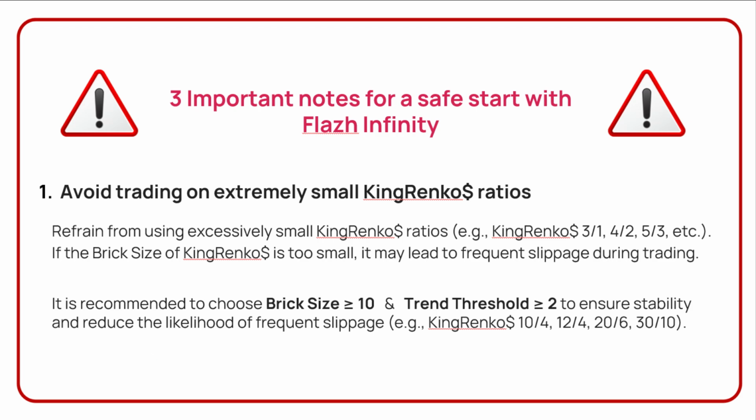If the brick size of King-Renko is too small, it may lead to frequent slippage during trading. It is recommended to choose a brick size of 10 or more and a trend threshold of 2 or more to ensure stability and reduce the likelihood of frequent slippage, e.g. King-Renko 10-4, 12-4, 26, 30-10.